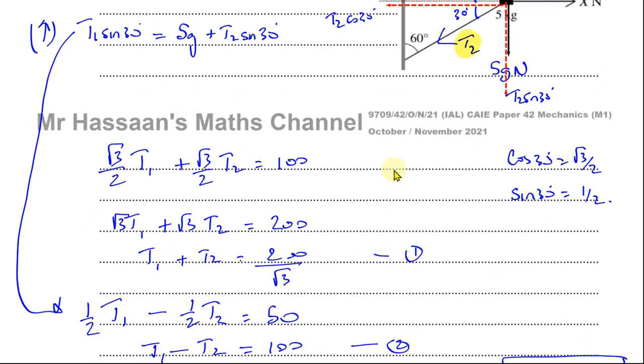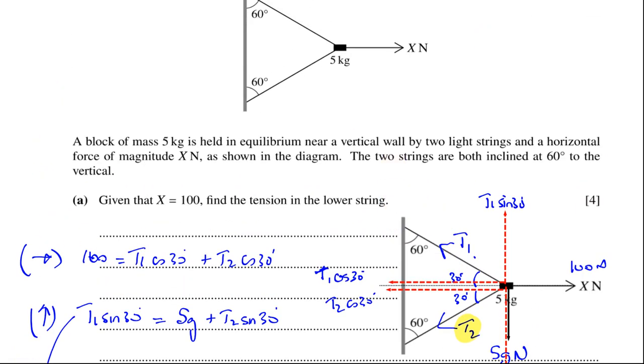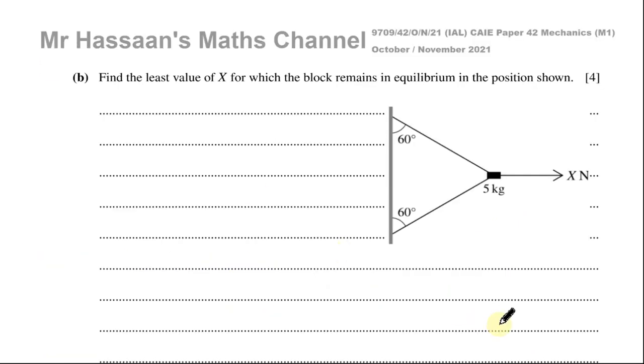Okay, now we're going to move on to part B. Part B says find the least value of x for which the block remains in equilibrium in the positions shown. So when you're talking about the least value of x for which it remains in equilibrium, we're thinking about what's called limiting equilibrium. This is something which we normally associate with questions dealing with friction, where it's about to slip or about to slide.